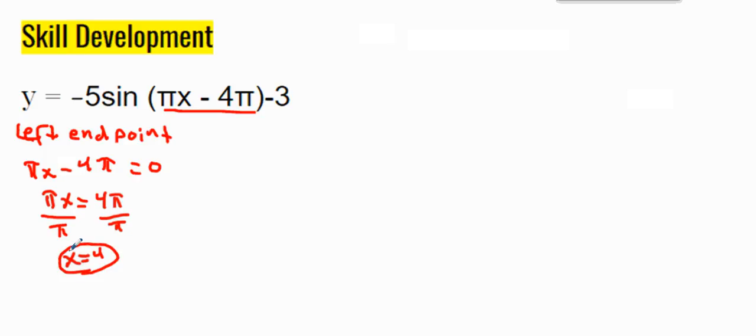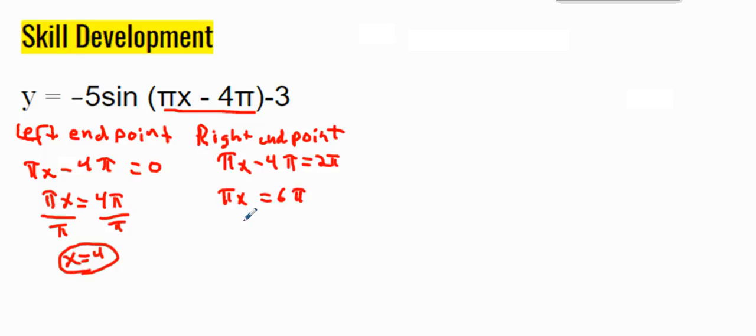Okay, our right endpoint, we're going to use the same concept. We're going to take the argument, and we're going to set it equal to the original right endpoint of the parent graph, which is 2 pi. And then we're going to solve again. So with a quick solve, we can see that x will equal 6. So there's our new left and right endpoints.